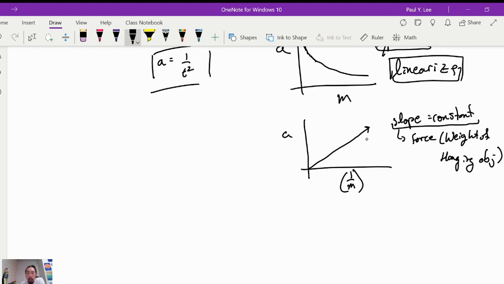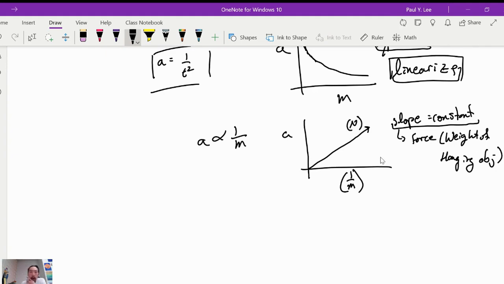All right, and with this, we can come up with a relationship where a is directly proportional to 1 over m. And a couple of important things: the units for the slope, because it's force, would be newtons.